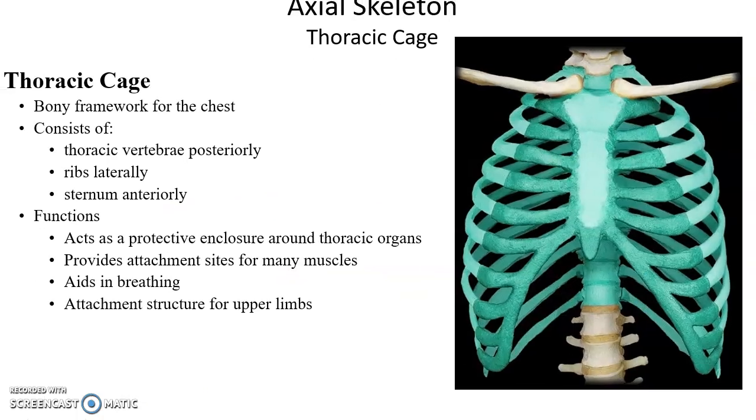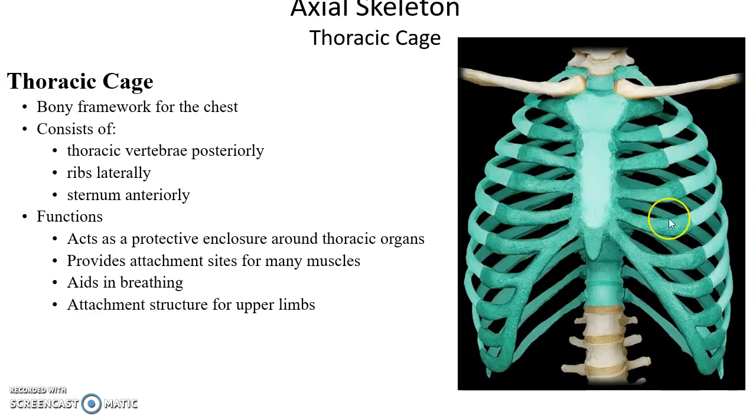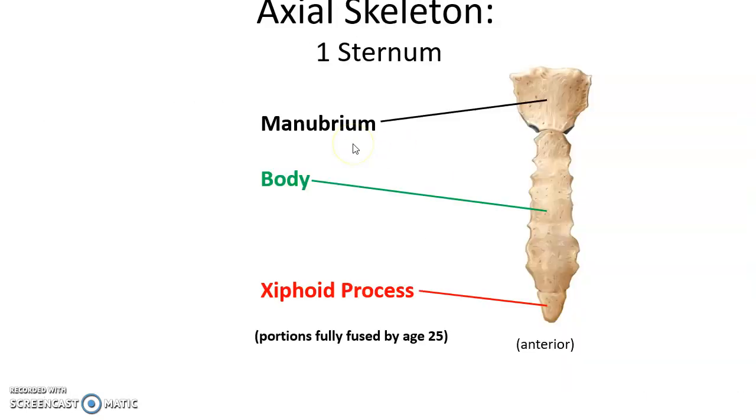Thoracic cage. The thoracic cage makes up the chest area. The bony framework consists of the thoracic vertebrae posteriorly, the ribs laterally, and the sternum anteriorly, as well as some important costal cartilage. It functions to protect and house the lungs and heart, provides attachment for muscles, aids in breathing, and also is the structure that the upper limbs attach to. So there's the clavicles attaching to the thoracic cage.